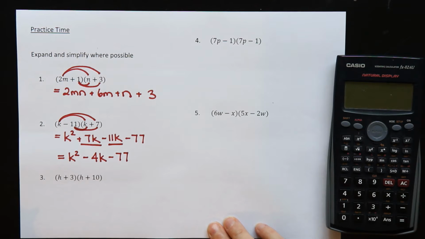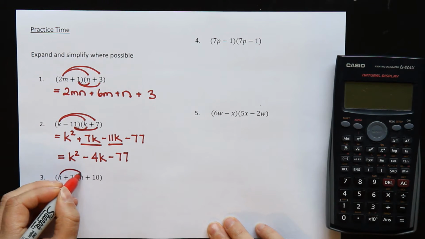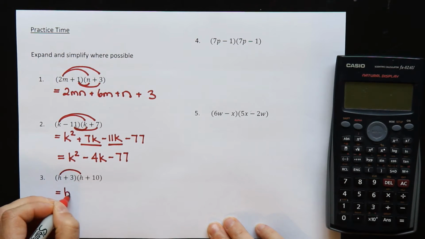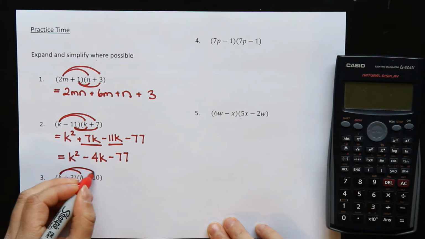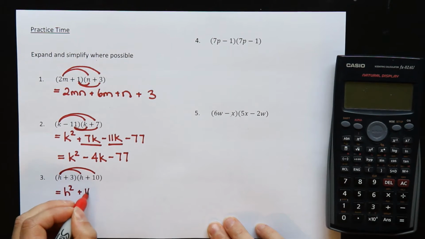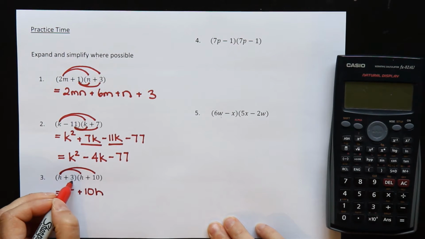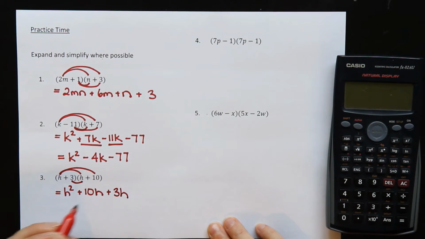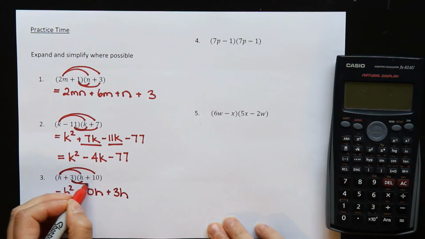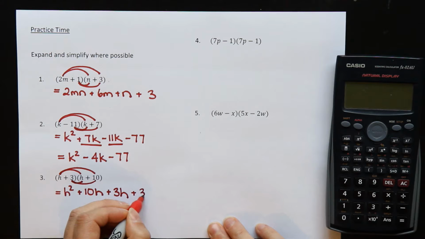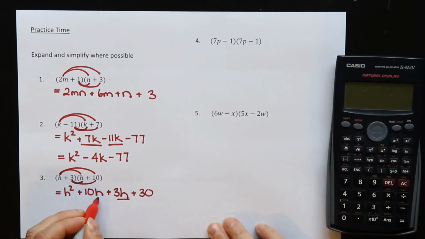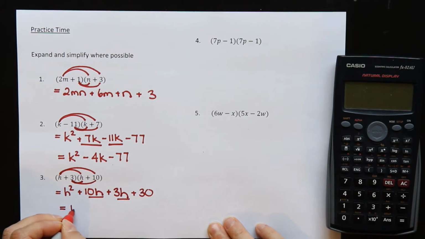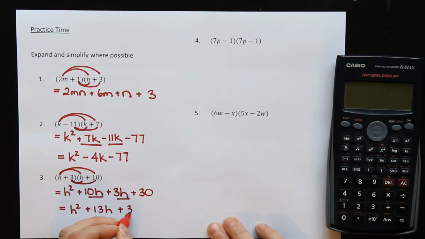Okay, let's do question 3. First is h times h, so h squared. Outside is h times 10, which we write as 10h. Inside, 3 times h is 3h. And last, 3 times 10 is 30. My like terms are here in the middle. So I have h squared. 10h plus 3h is 13h. And plus 30 on the end.